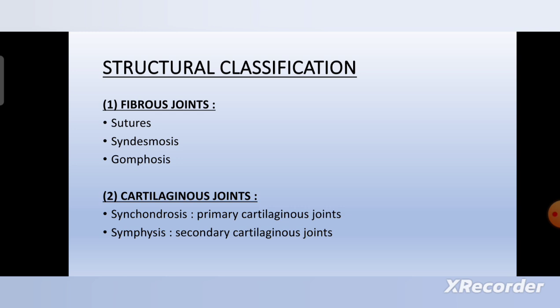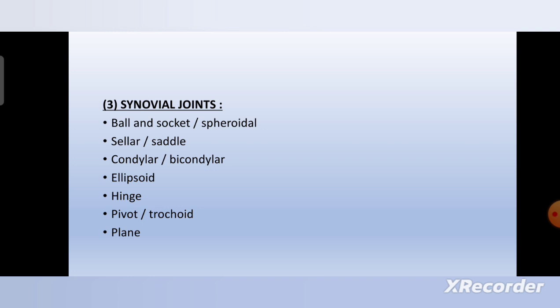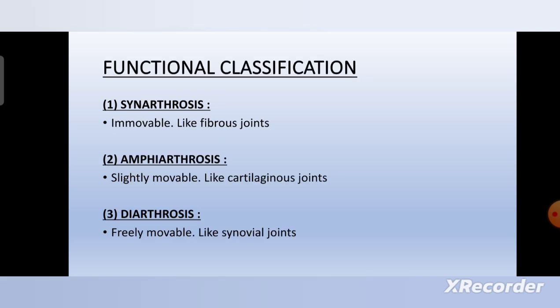also known as symphysis. And the third classification of joint is synovial joint, which includes ball and socket joint, saddle joint, condylar joint, ellipsoid joint, hinge joint, pivot joint and plane joint.